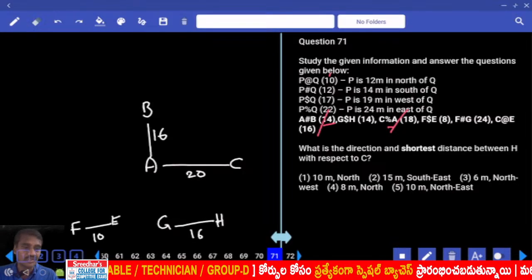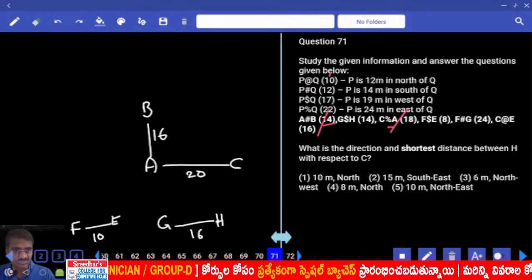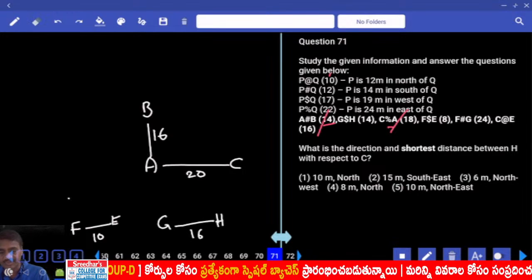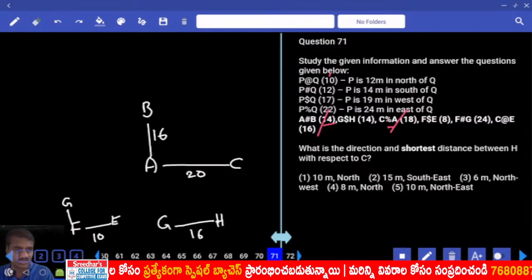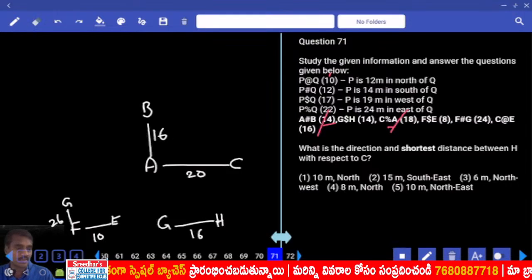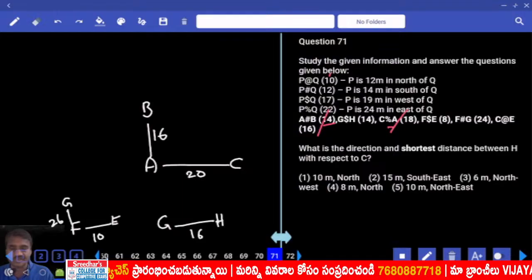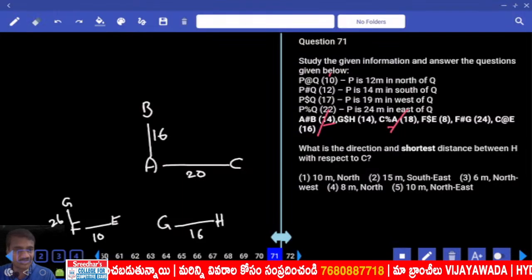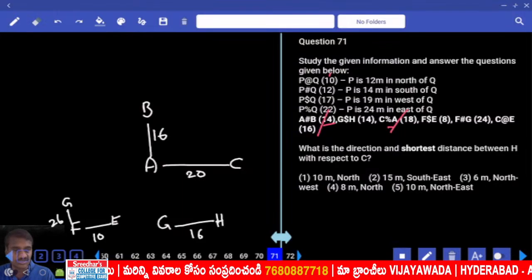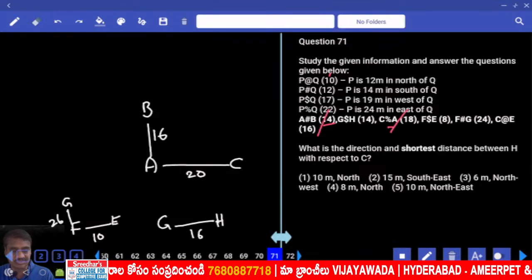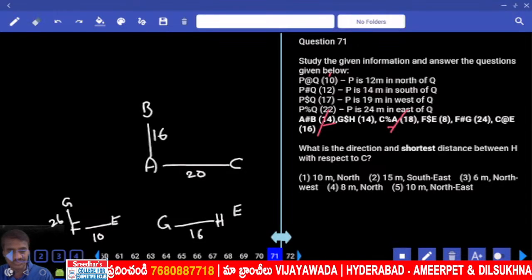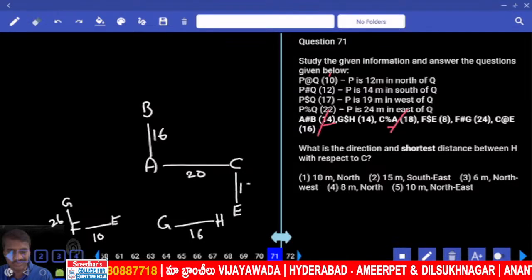F # G. F is to the south of G, the distance is 26. Then C @ E. C @ means C is to the north of E. The distance is 16 plus 2, 18. Now C is to the north of E, the distance is 18.